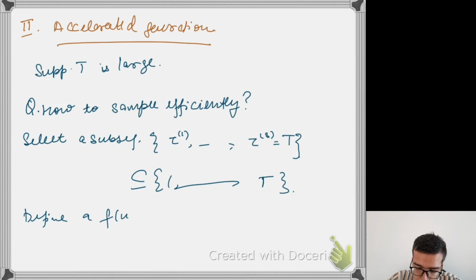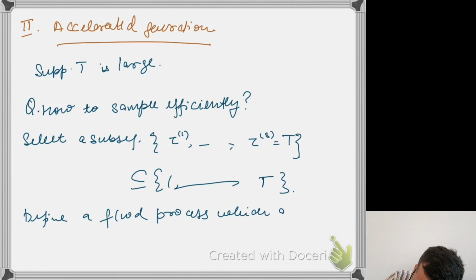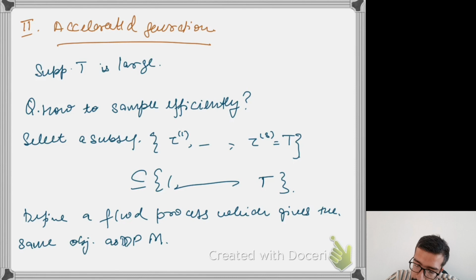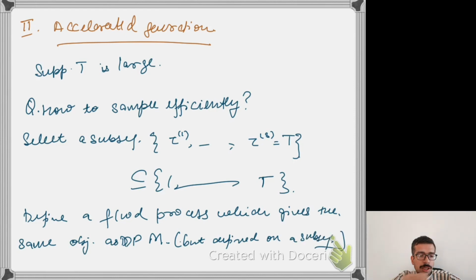So define a forward process which gives the same objective as DDPM but defined on this sequence. So DDPM has to be defined on the full sequence, but this process will be defined on this subsequence, but then still they will have the same training objective. So is there such an objective function? Is there such a forward process?